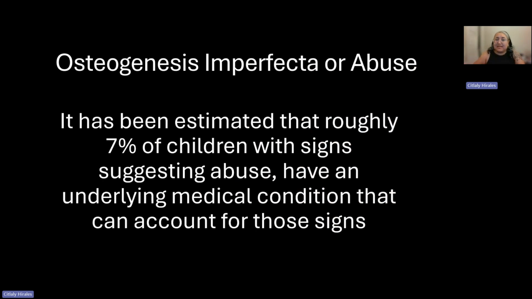Osteogenesis imperfecta or abuse. It's been estimated that roughly 7% of children with signs suggesting abuse have an underlying medical condition that can account for those signs. So osteogenesis imperfecta is commonly misdiagnosed as child abuse due to unexplained fractures.